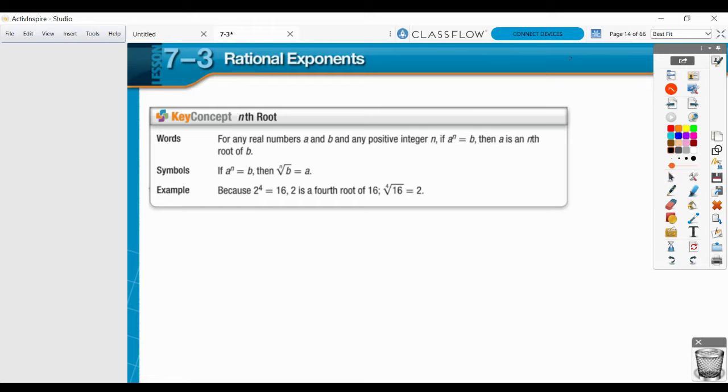Hey, this video is the second video, and we are going to be simplifying rational exponents. So now you're actually going to be putting it into your calculator and getting an answer. If we have a variable that's raised to the n power, and we get some other number, then we can say that the nth root of that answer is a. So basically it just flips back and forth.